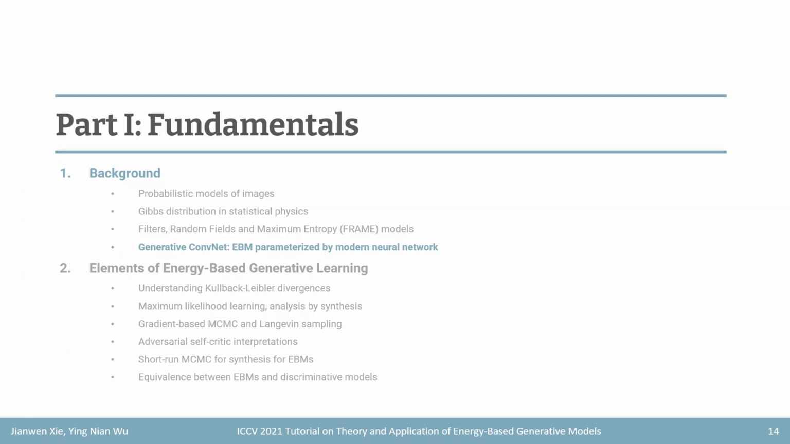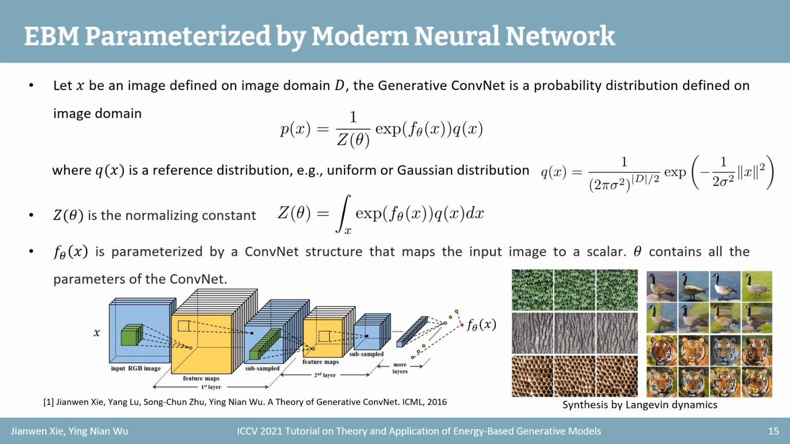Now we will present the Generative ConvNet model, which is an energy-based model parameterized by a modern neural network. Instead of using filters from a pre-trained ConvNet, we can learn the filters from the observed data. The resulting model is the Generative ConvNet model. Such a model can be considered a recursive multi-layer generalization of the original frame model.